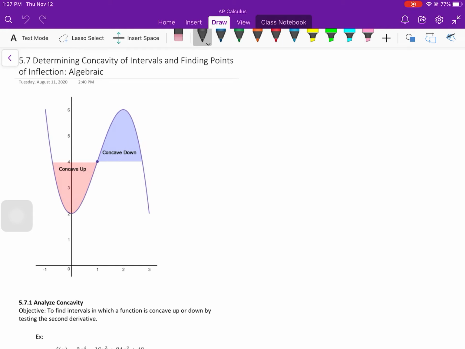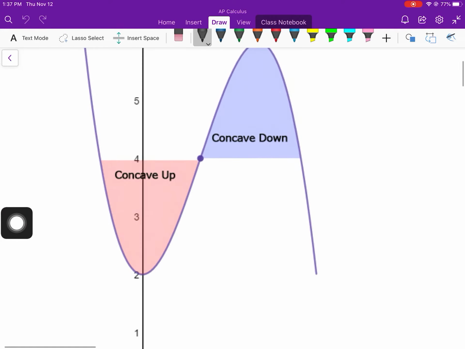So what is it? Concave up, we learned in the last section. That's whenever you have your smiley face in the graph. It's opening upward. You can see that here, opening up. So what causes that? Well, that happens when our slope is increasing. Very interesting, because we've learned about when a function's increasing. Now we're learning about when its slope is increasing.